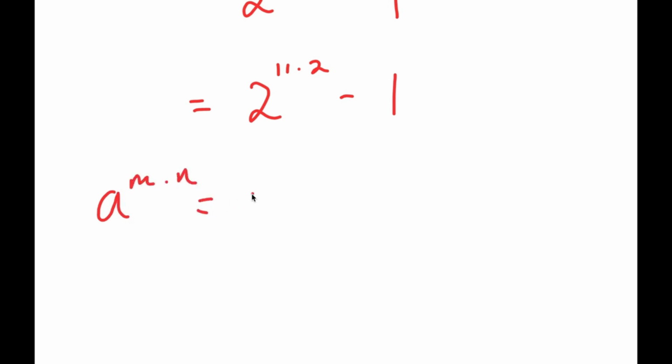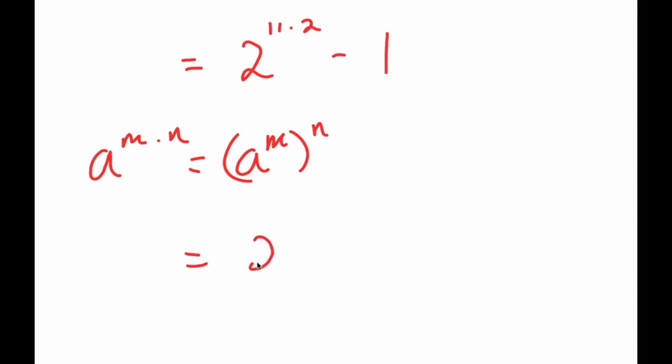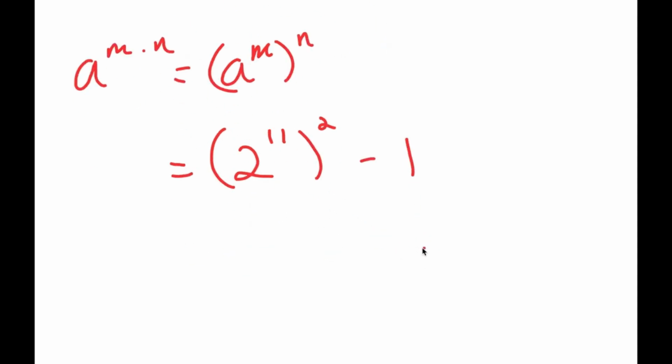Alright, so in this video, I'm going to solve the problem 2^22 − 1. So, to solve this, what I'm first going to do is rewrite this as 2^(11·2) − 1. Now, if I have something in the form a^(m·n), this is equal to (a^m)^n. So 2^(11·2) is equal to (2^11)^2, minus 1.